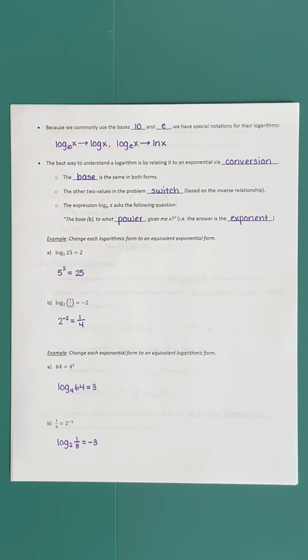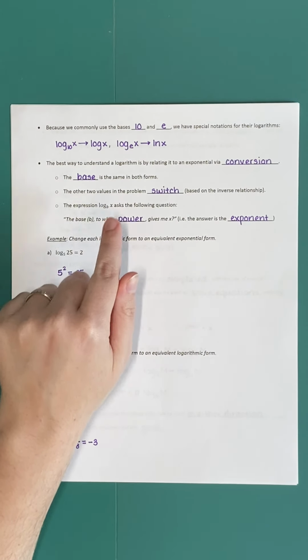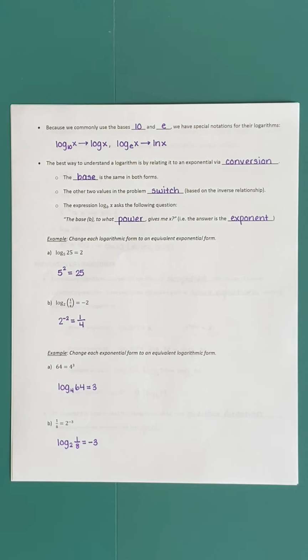So if the question is, what is the exponent, what is the power, the answer to that is going to be whatever exponent makes that particular statement true. B to what power gives me x? Well, whatever exponent happens to make that true for the particular value of b and x that you have, that's going to be the value of the logarithm. That's going to be the output you get when you evaluate your logarithm.